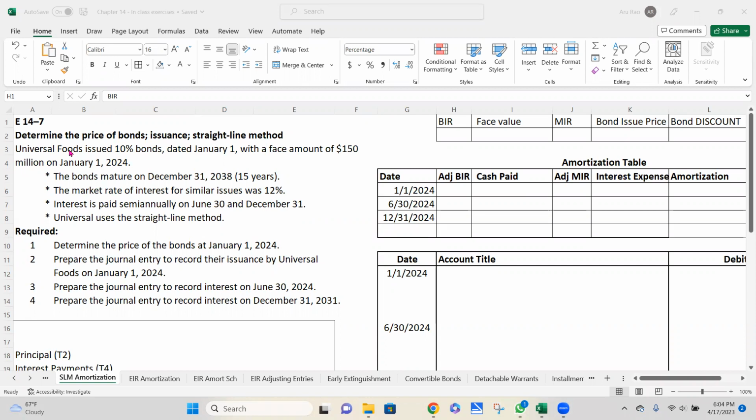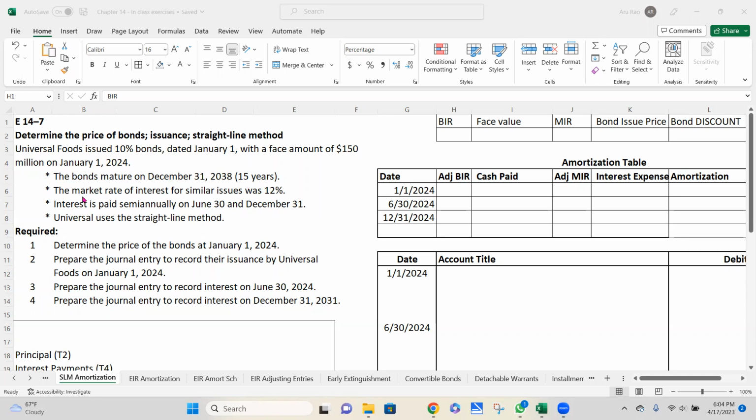In this exercise, we will look at what happens when we issue bonds at a discount and we need to amortize the discount over the life of the bonds. We will be using the straight line method. So here we have Universal Foods that has issued 10% bonds dated January 1 with a face amount of $150 million on January 1, 2024. The bonds will mature in 15 years.